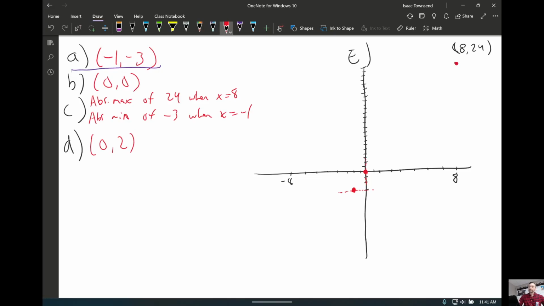Also from part C, I know the absolute min is -3 when x is -1, and I didn't even plot this correctly. Y'all didn't say anything. Right there. So I already knew that point, but I know that's the bottom of my graph, so if I wanted to zoom in a little bit, I don't have to go quite as far down.